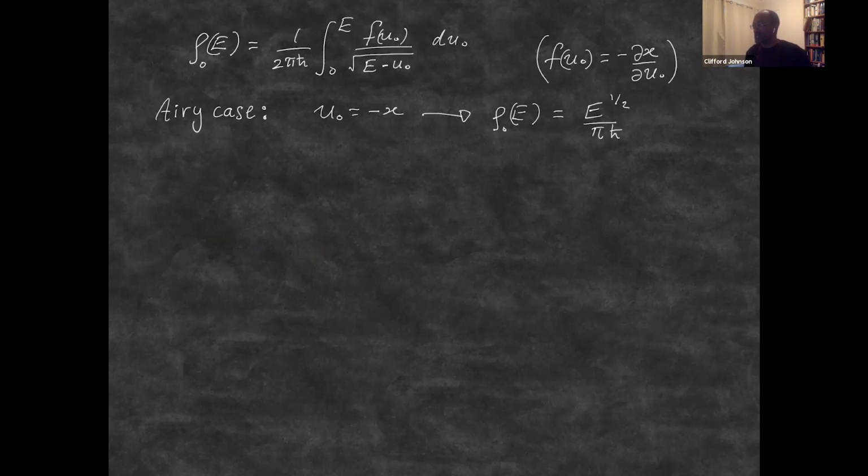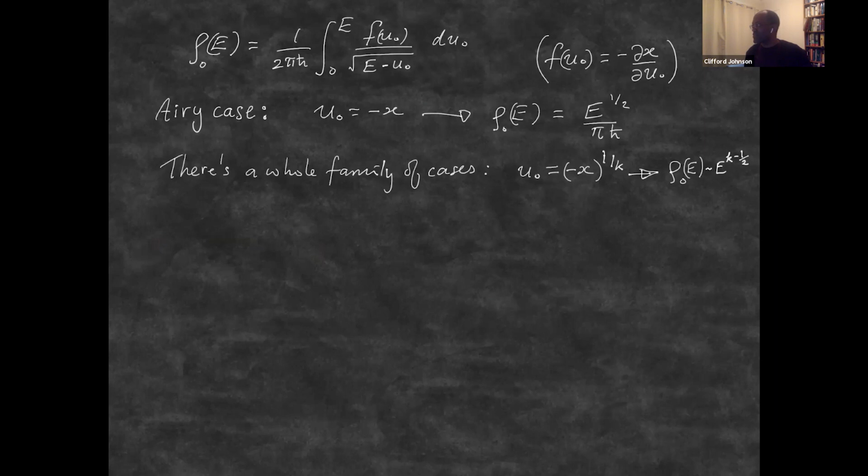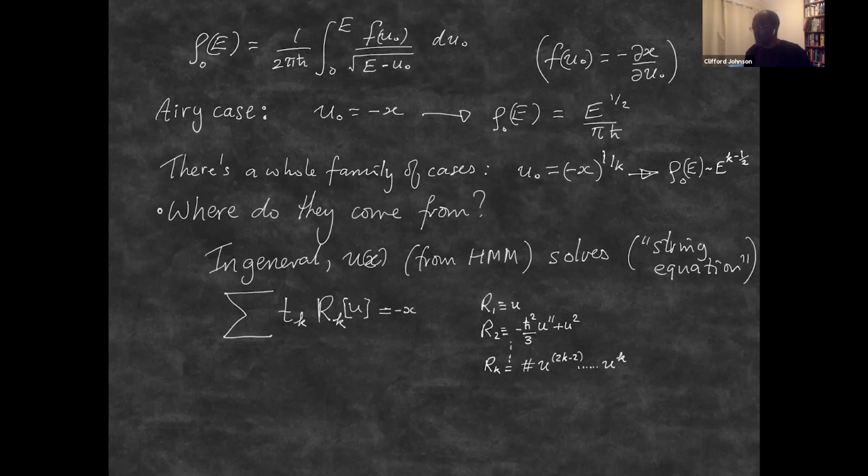If I have U naught equals minus X, and I plug that in, it immediately gives you e to the half. And the point is that those minimal models I was telling you about before from the old days, their leading sphere contribution looks like the following. Instead of minus X, I have minus X to the 1 over K. If you plug those in, you'll get that rho goes to e to the K minus a half. And so that is the key I need to tell you how to build JT gravity out of minimal models.